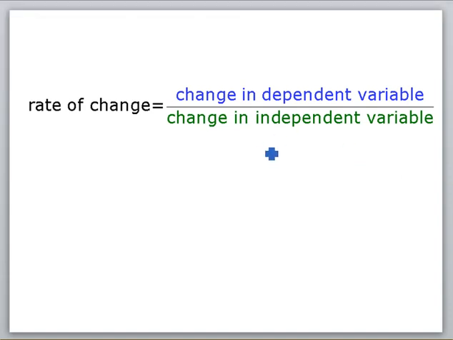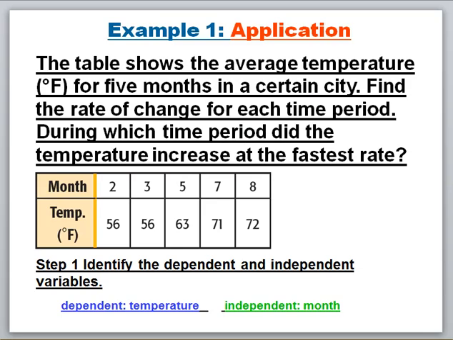In our problems, that will be the change in y over the change in x. So when you're given a problem like this, and it is already set up for us, it says the table shows the average temperature for 5 months in a certain city. Find the rate of change for each time period. During which time period did the temperature increase at the fastest rate?